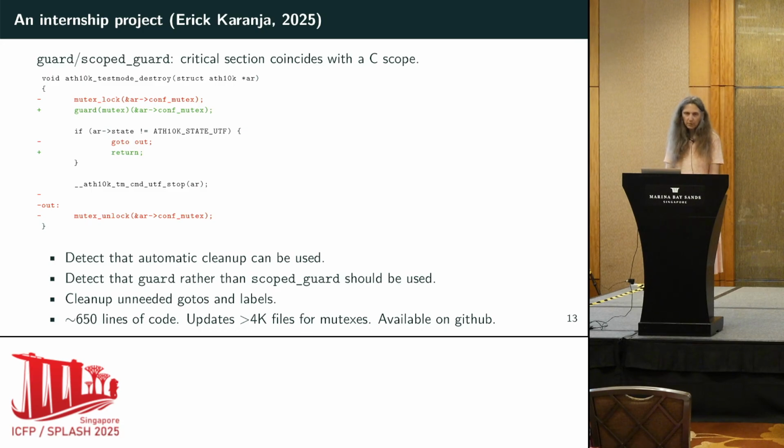So this rule is 650 lines of code. It took the intern a few months to work on. On the other hand, the intern didn't have any previous experience with Coccinelle. He didn't have any compiler experience. He didn't have very much Linux kernel experience. So he got through all of these things. For just the case of mutex lock, it can update over 4,000 different files. I think it's like 15,000 code sites.